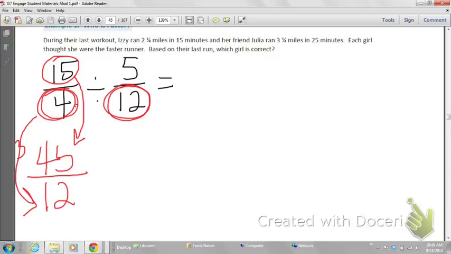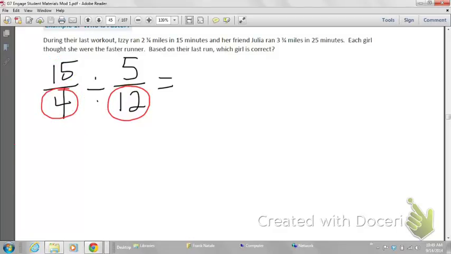I don't know what happened to my thing here. Oopsie. 45/12. I'm having trouble with my... Okay, I'm sorry. I'm not sure what happened there. I got disconnected. I think my laptop here timed out.